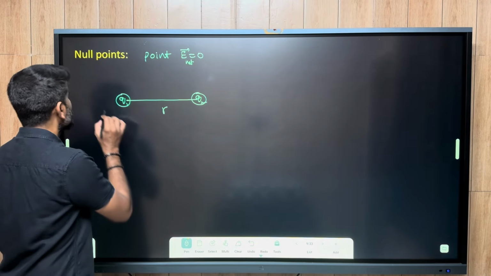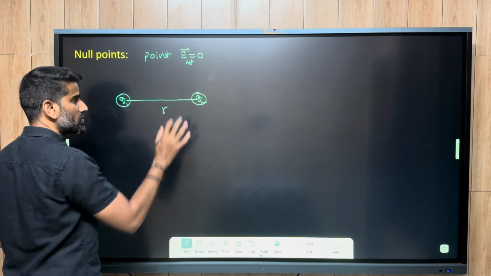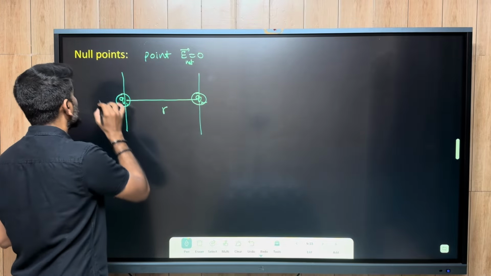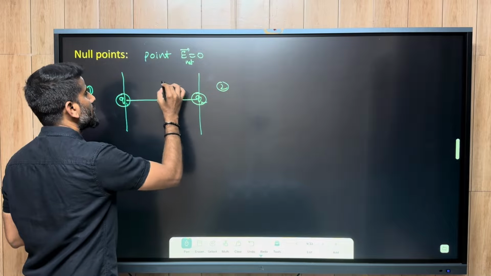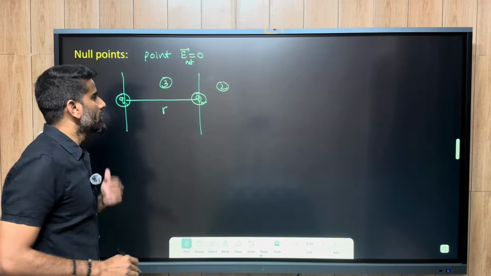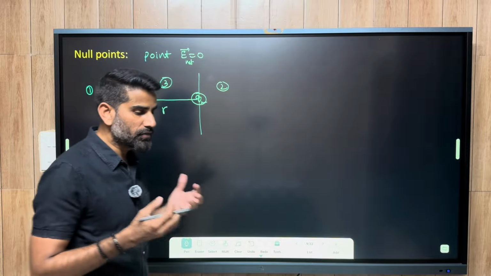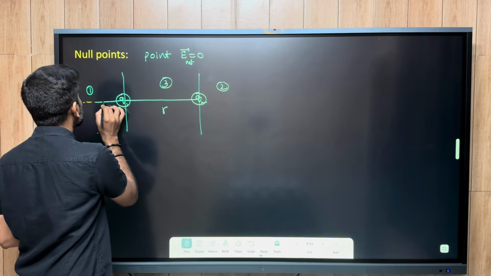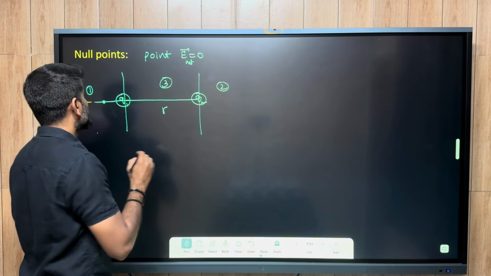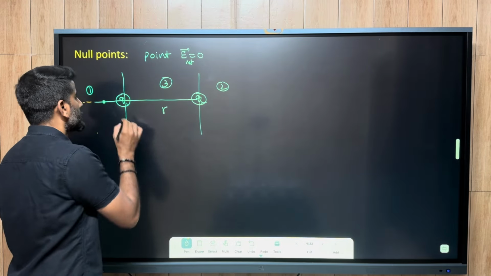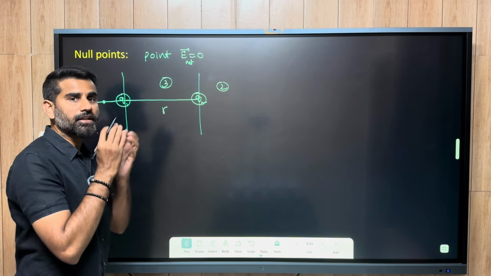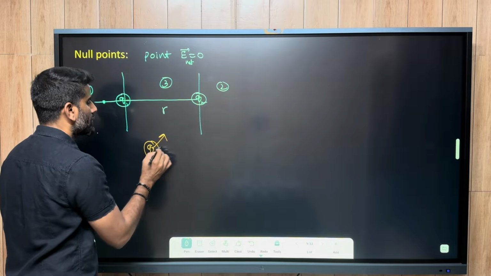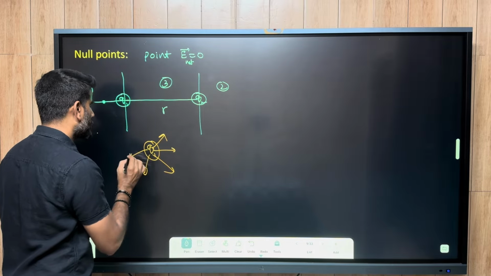Now, as we have already learned, I am going to divide the regions around these two charges into 3 parts: region 1, region 2 and region 3. Now let us consider the point of interest where we need to find the electric field. Let us suppose I have considered the point somewhere here in region 1. Now what happens? The field due to a positive charge is always radially away. That means the field due to Q1 is radially away in all directions.